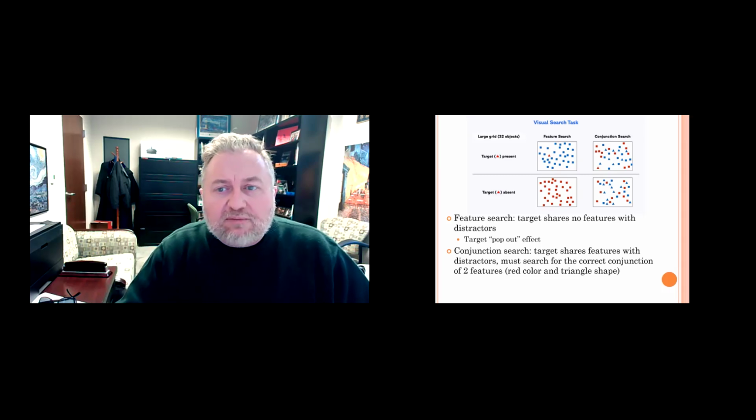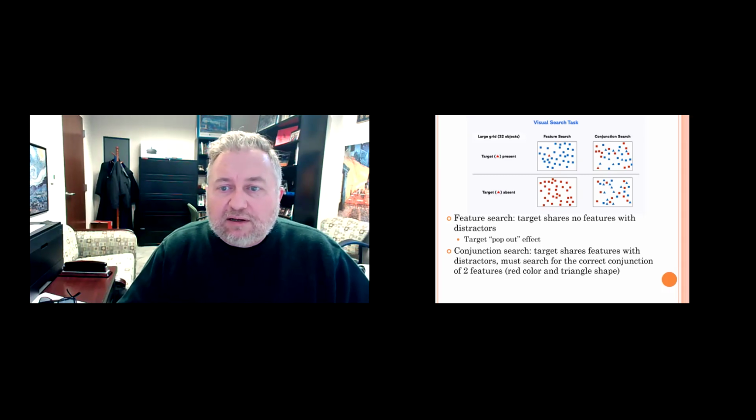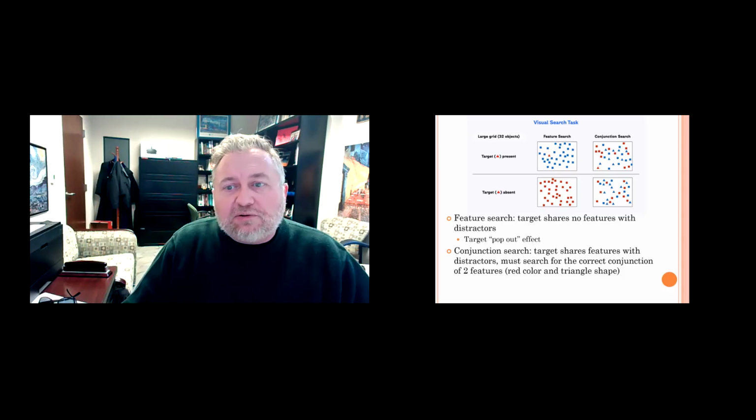But on the right-hand side, we have the conjunction search. So our target is still the red triangle, but now our distractors are, well, some blue squares, but we also have some red squares, so they contain one overlapping feature with the target, the color red. We also have some blue triangles, so they also share a feature with our red triangle target. So in order to confirm the target is really there, I have to look at it, right?